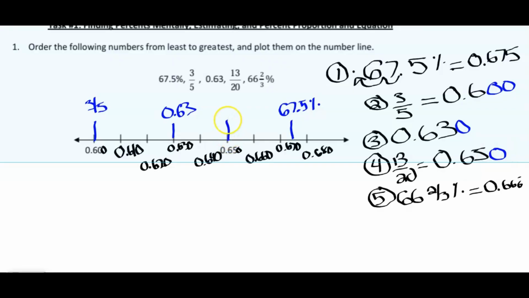Following that, 13/20, that's 0.650. I'm going to extend that. That's going to be 13/20. And lastly, we have 0.6 repeating for the rest of its life. So that's going to be bigger than 0.660, but smaller than 0.670. So it's going to be a little bit closer over here. And I'll just put it over here, and it's known as 66 2/3%. Sorry that it's so small. And there goes question number 1.